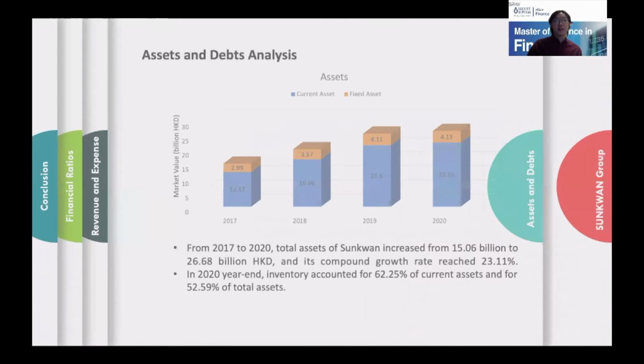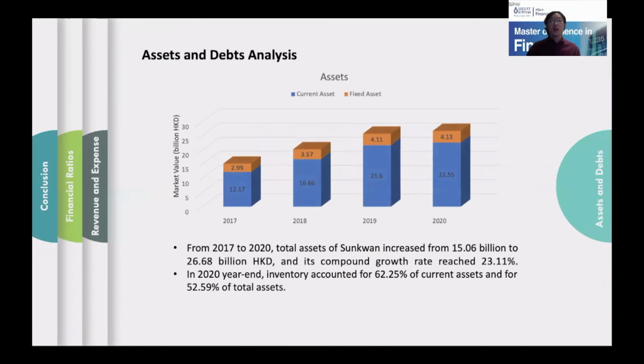I use the data from the statement of financial position to analyze the asset composition and the debt composition. It is very easy to find out that Sankun Group has more current assets than fixed assets. At last year end, current assets accounted for about 60% of total assets, which is a normal level for real estate companies in China.